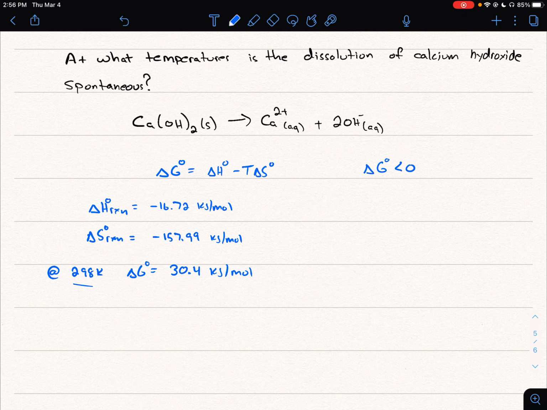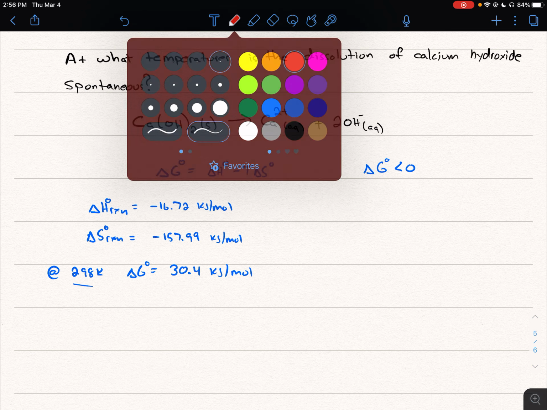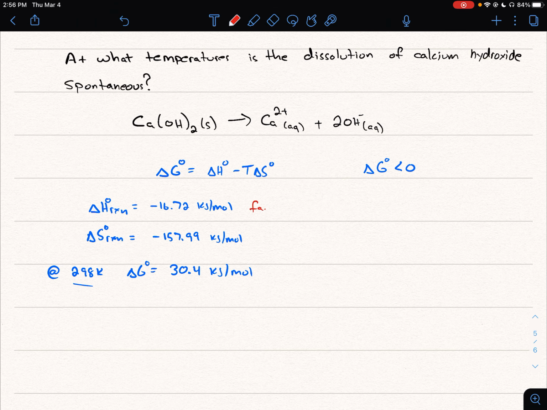And so in our current problem, we want to figure out at what temperatures this process becomes spontaneous. We can go back to our delta S and our delta H values that we see here. We see the delta S value is a very negative number, which is very unfavorable. But our enthalpy is also a negative number, which is favorable. So we can remind ourselves that this is a favorable value, but our entropy is unfavorable.